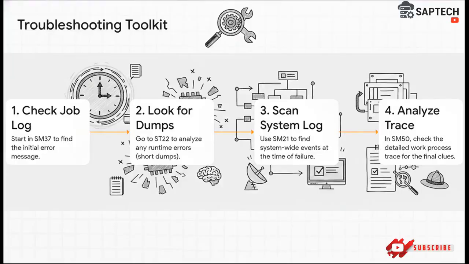For this kind of investigation, we've got a standard toolkit. We always start with the job log in SM37. If that doesn't give us what we need, we go looking for short dumps in ST22, which are really just detailed crash reports that SAP generates when a program fails. No dump? Then we scan the main system log in SM21. And if we're still coming up empty, we go to our ultimate source of truth, the work process trace file.